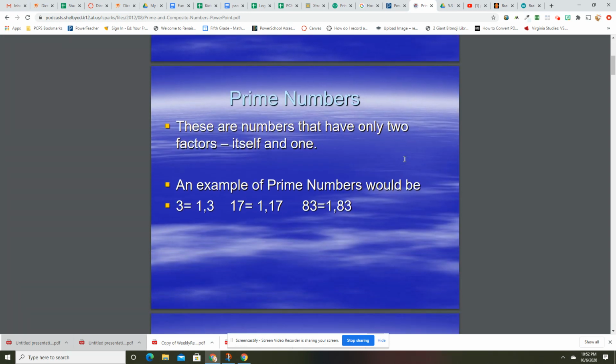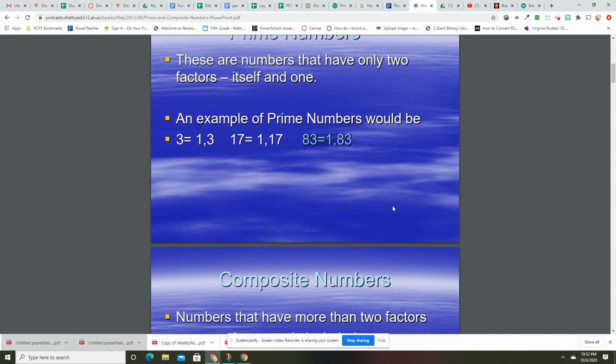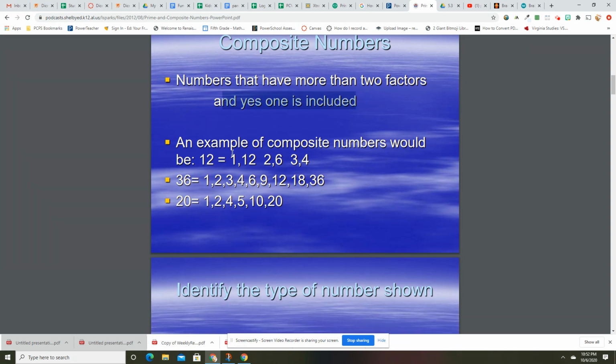Prime numbers are numbers that only have two factors, itself and 1. 3 is an example of a prime number. 17 is a prime number. 83 is a prime number. Composite numbers are numbers that have more than two factors. One is included in its factors.